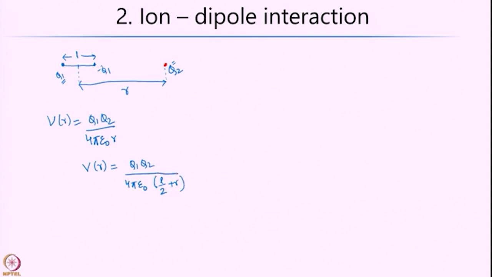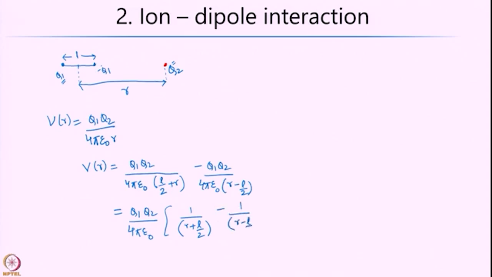And now let's look at how minus Q1 interacts with Q2. So it will be minus Q1 Q2 divided by 4 pi epsilon naught. Now if you look at the distance between the minus Q1, that's a point, and the Q2, it is R minus L by 2. Because the entire R is this, and if you subtract L by 2 from that, then I would end up on the minus Q1. So I will take out Q1 Q2, and this can be written as 1 divided by R plus L by 2 minus 1 divided by R minus L by 2.